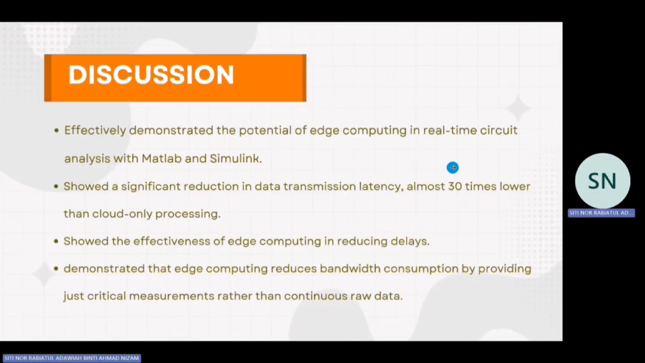For the next part, I'm going to discuss the discussion part. First, it effectively demonstrates the potential of edge computing in real-time analysis with MATLAB and also Simulink. It shows a significant reduction in data transmission latency, which is almost 30 times lower than cloud-only processing. It showed the effectiveness of edge computing in reducing delays. And lastly, it also demonstrates that edge computing reduces bandwidth consumption by providing just critical measurements rather than continuous raw data.